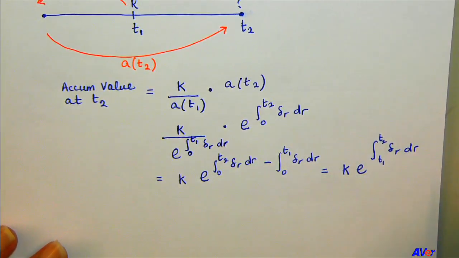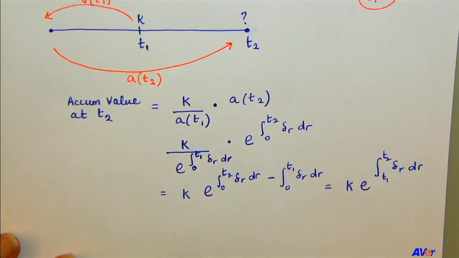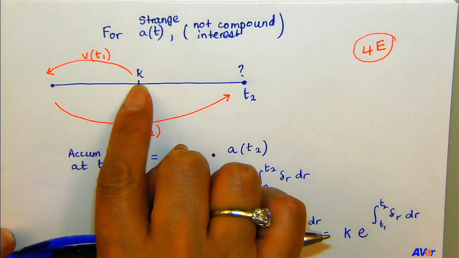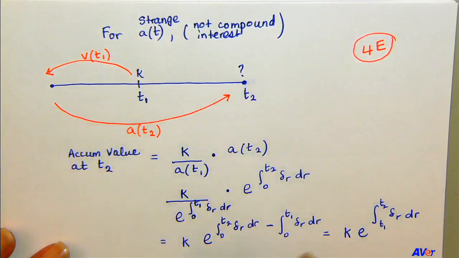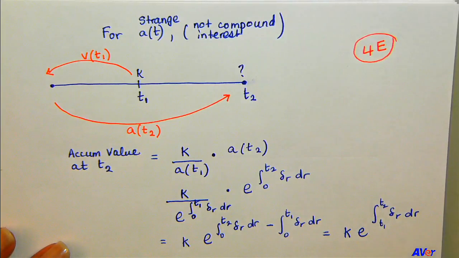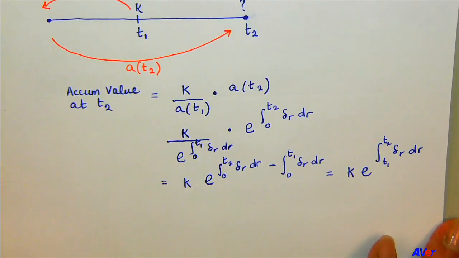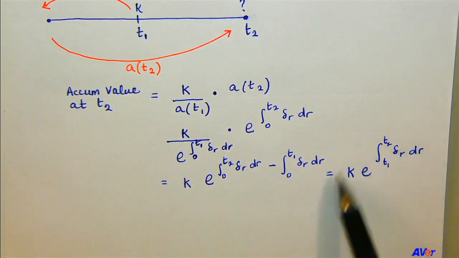So this is a powerful result, right? You don't have to take it back and then bring it forward if you're using e to the integral from t1 to t2. So I'm saying take your k from here and then just go e to the integral from t1 to t2 of delta of r dr, and that is kosher. That is just fine. Follow me. You don't have to first discount it and then bring it over, because this is doing all that in one step.